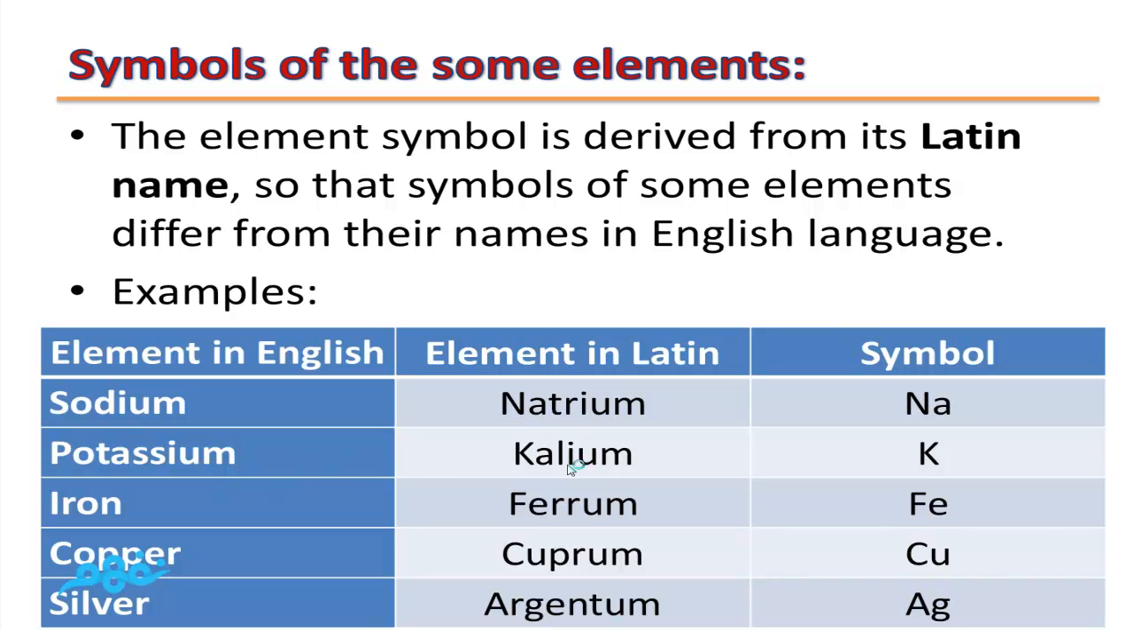Potassium, its Latin name is kalium, so its symbol is K. Iron, its Latin name is ferrium, so its symbol is Fe. Copper, cuprum, so its symbol is Cu. Silver, argentium, so its symbol is Ag. Not Ar because it is already taken for argon, so they took the first and third letter, so the symbol of silver is Ag.